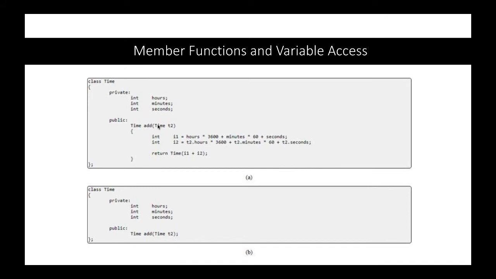When you pass an argument into a parameter space here, that is an explicit argument. It explicitly is t2 here, with hours. It explicitly is t2.